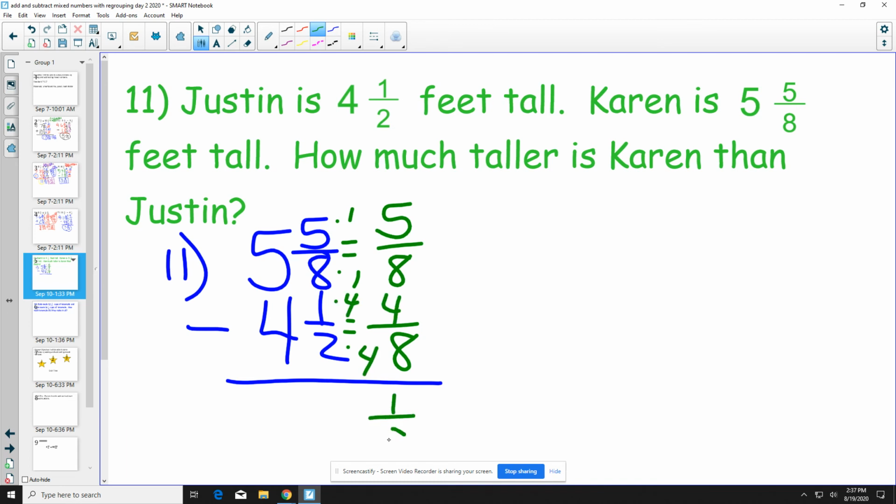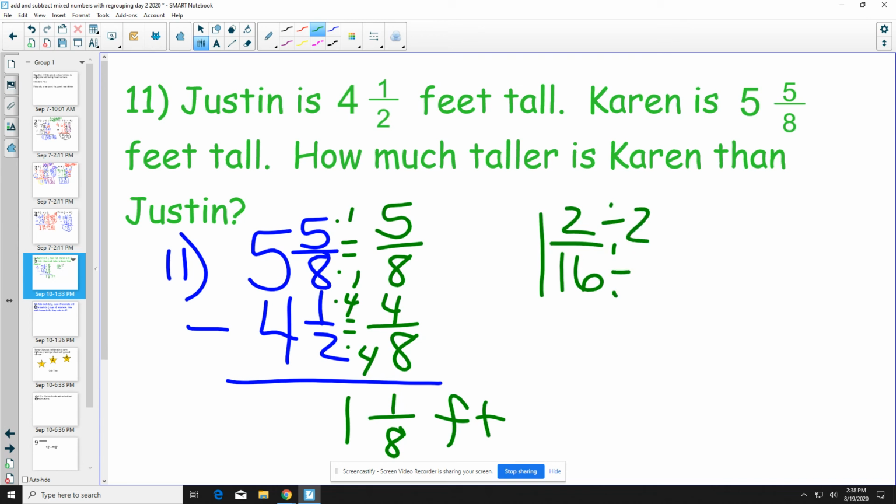If I subtract, I get 1/8. 5 minus 4 is 1. See if you got 1 and 1/8 feet. If you use 16, what would have happened is you would have had 1 and 2 16ths. But if you divide by 2, that would make your 1 and 1/8. Okay, let's do one more.